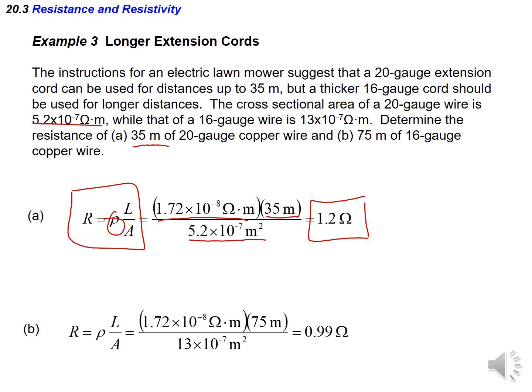The same process with letter B. The difference between letter A and letter B is, of course, the given. For letter B, the given length is 75 meters, and the area given is 13 times 10 to the negative 7 square meter. Again, just compute that. Then the value is 0.99 ohm. So for letter A and letter B, they are using the same copper wire. So the resistivity of copper is 1.72 times 10 to the negative 8 ohm meter.